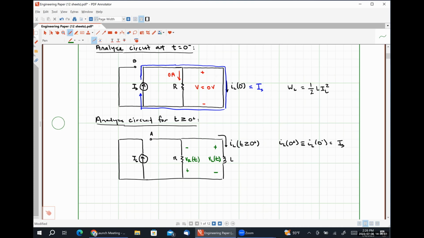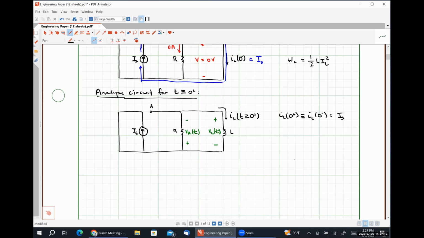Now, this might seem a little bit odd. The reason why I'm doing this is so that my inductor current is flowing into the positive polarity terminal of both elements, so that I don't have to introduce any negative signs to take care of things. So I'm going to write a KVL equation starting from my bottom left-hand corner here. So let's write KVL. I'm going to have VR(t) plus VL(t) is equal to zero.